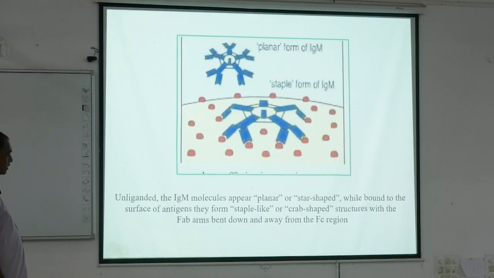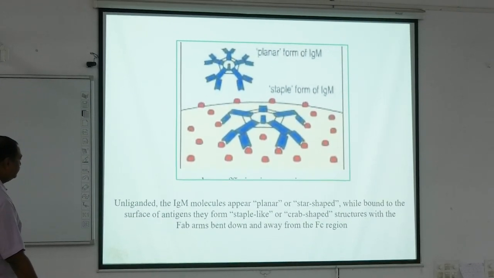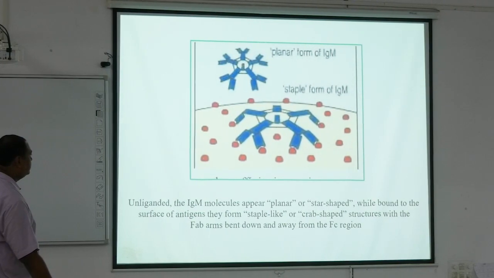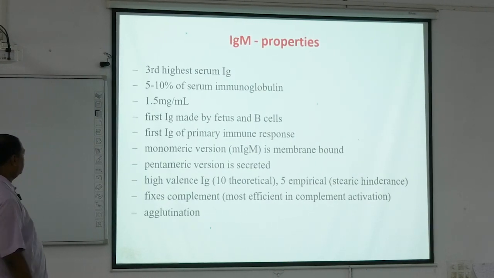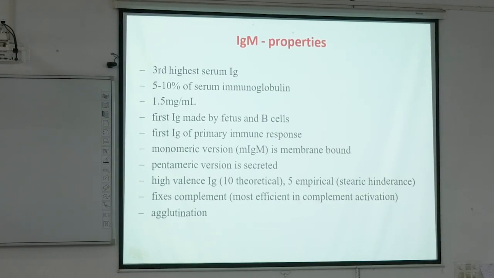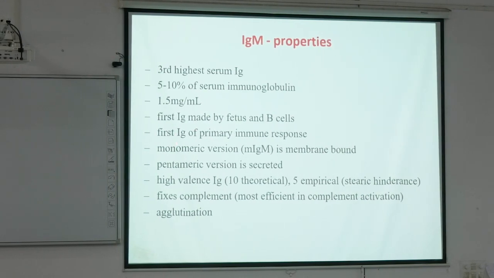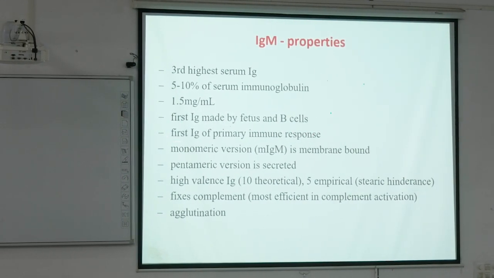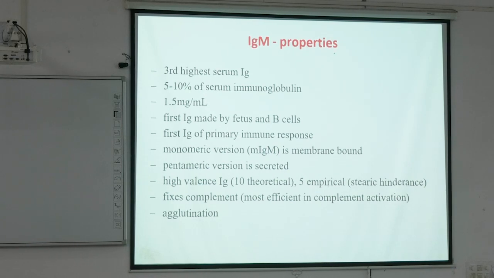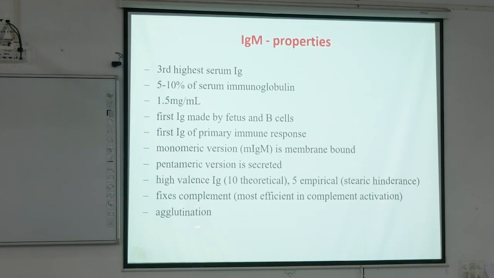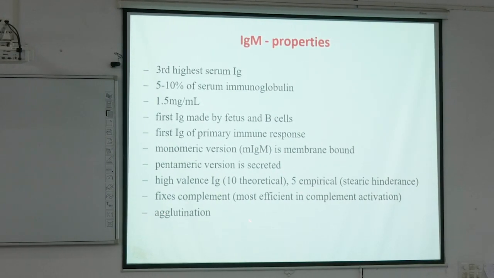This is how, like a crab, it captures the antigen. Properties. First, primary immune response. This point is important. It is used for agglutination function.